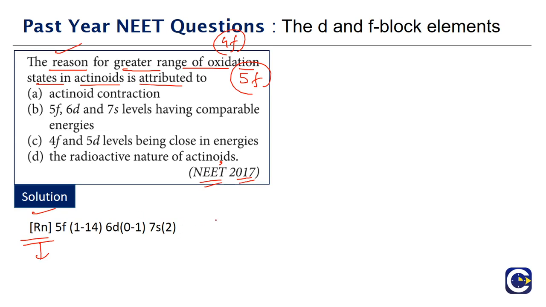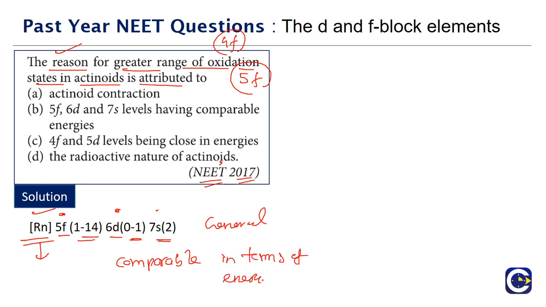So what is the general electronic arrangement formula for the actinoids? Radon 5f 1 to 14, 6d 0 or 1, 7s2. Here the 5f level, 6d and 7s, they will be comparable in terms of the energy. These levels will be what? Comparable in terms of the energy. So which means it is easy for the electrons to get exchanged between these levels. And that is the reason why the actinoids will be able to show variable oxidation states.